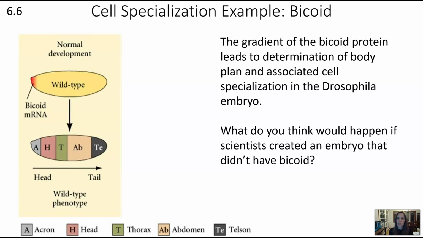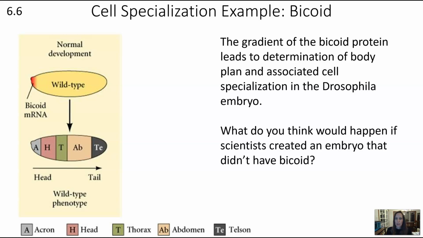So if you can see here, this is in normal development. We have bicoid mRNA, and where that bicoid mRNA is where you're going to have the highest concentration of bicoid protein, and that's going to trigger cells to express different genes that are normally expressed in different regions of the Drosophila. Don't worry about the terms on the very ends. Those are the very end of the head and the very end of the abdomen. But understand that on the left side here we have the head, and on the right side we have the tail. So the amount of bicoid protein present determined what body region type of cells would be activated in that region.